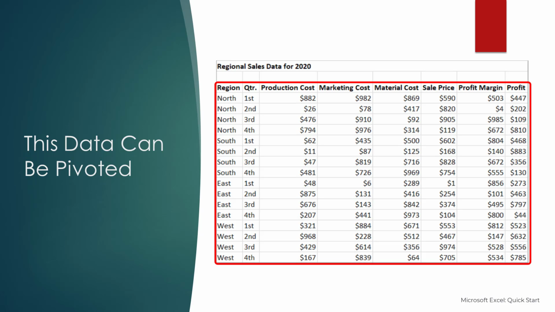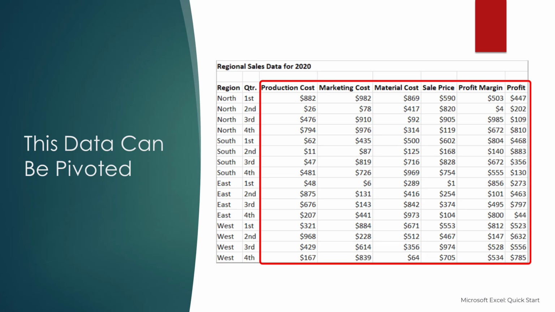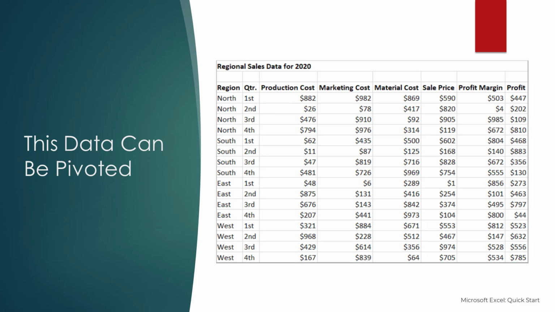Any of the values can be counted, and the numerical values can be summed up, averaged, or be used in other calculations. And there are two columns that contain repeating values, the region column and the quarter column. We can group the data on one or both of these columns.